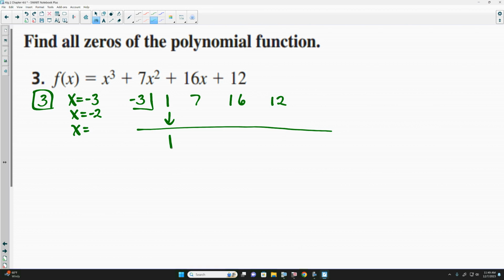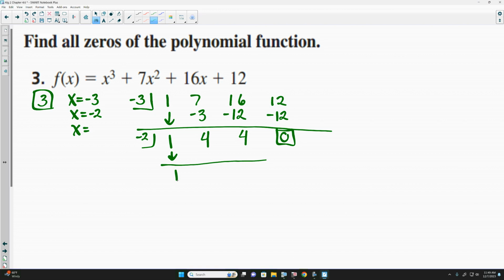Now we can do synthetic division. Negative 3 times 1 is negative 3. 7 plus negative 3 is 4. Negative 3 times 4 is negative 12. 16 plus negative 12 is 4. Negative 3 times 4 is negative 12, and 12 plus negative 12 is 0, which is exactly what we wanted to have happen.